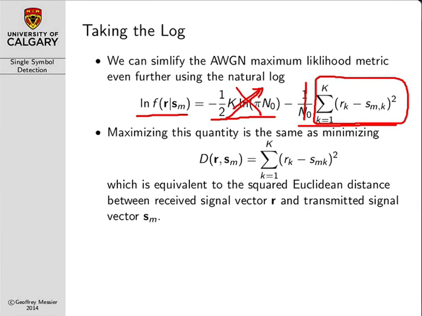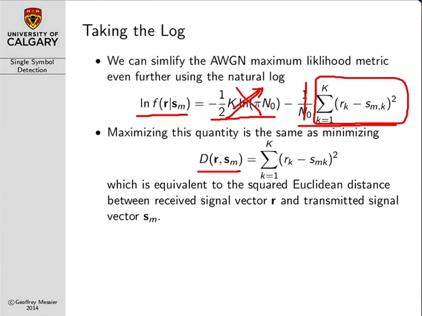So maximizing the log of your likelihood function is the same as minimizing the distance between the received signal vector r and a particular transmitted signal vector. And so this ends up giving us an extremely simple and extremely intuitive way of performing maximum likelihood detection. We basically just pick the transmitted signal vector that's closest to the received signal vector value.